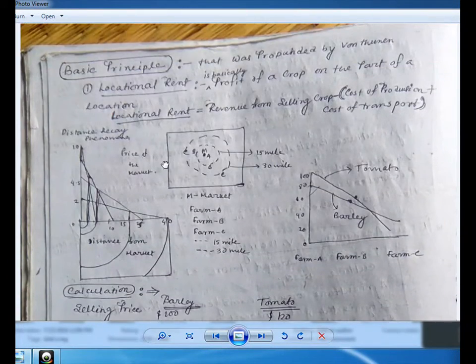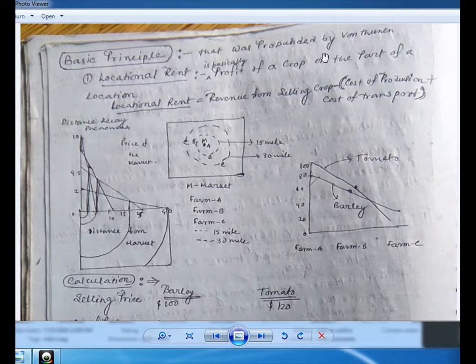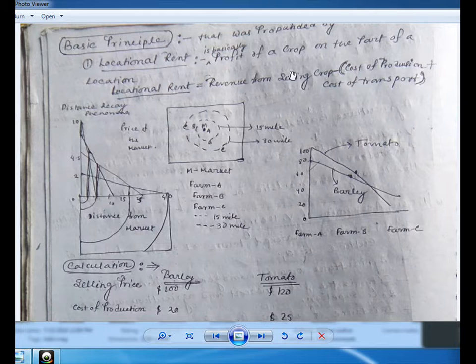The basic principle propounded by Von Thünen is locational rent, which is basically the profit of a crop at a location. Locational rent equals revenue from selling crops minus cost of production plus transportation cost. It is important.